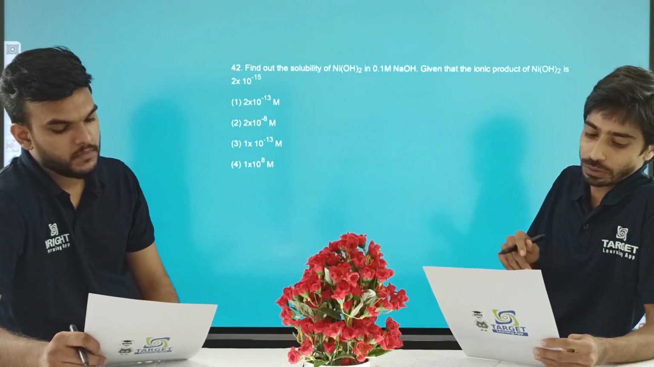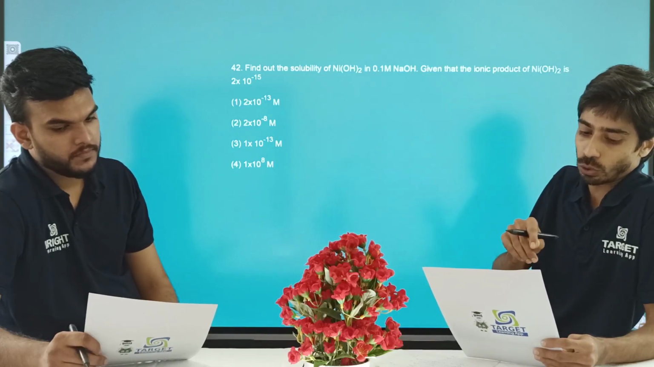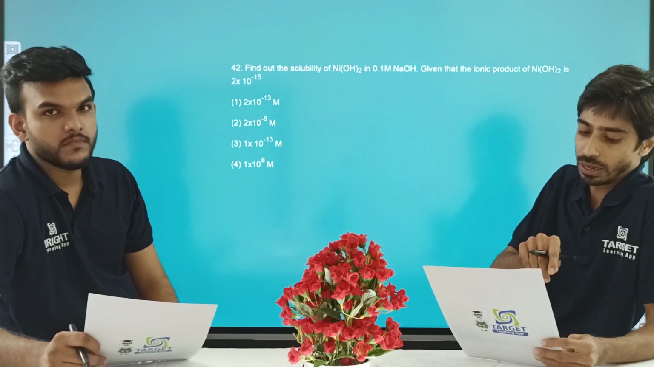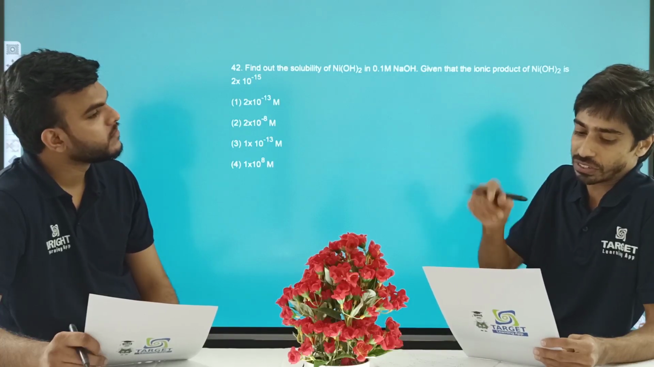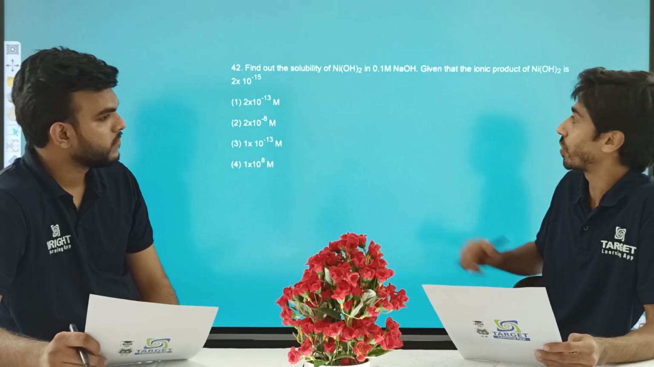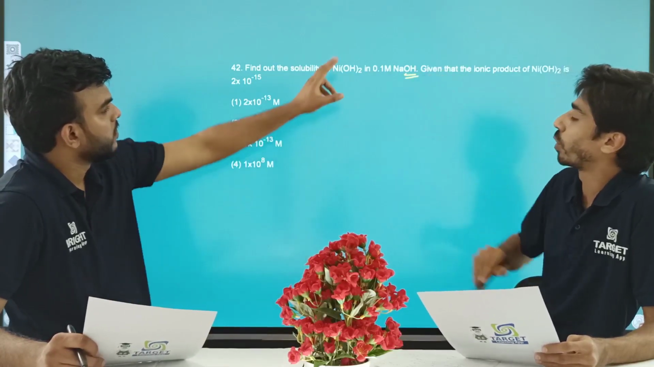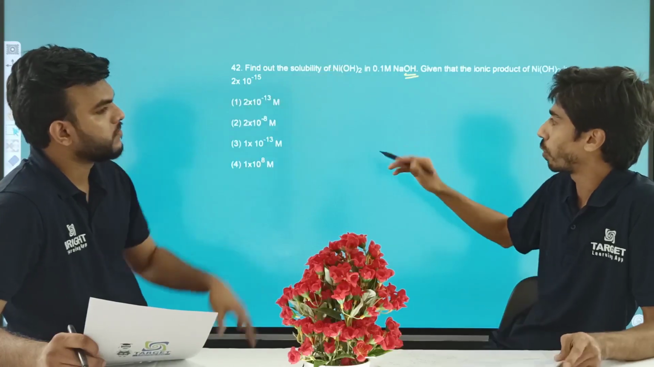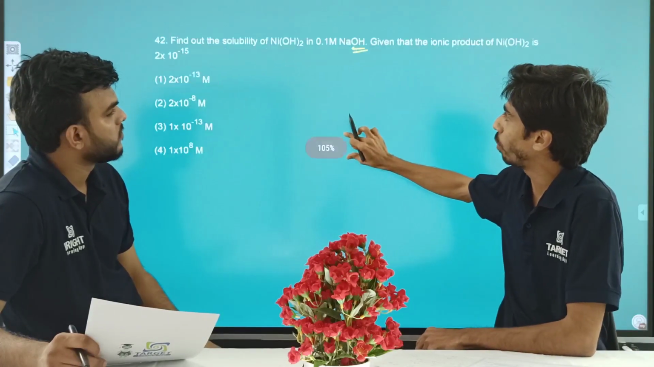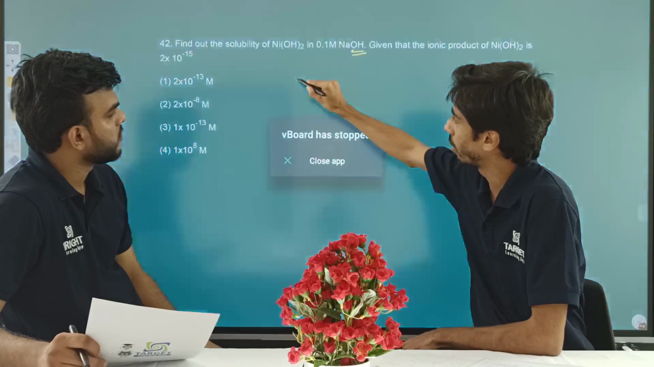But the thing is that even though they are asking to calculate the solubility of nickel hydroxide, that substance is present in 0.1 molar sodium hydroxide. So we need to consider the OH- part from 0.1 molar sodium hydroxide, and also there is an OH- part here. So we'll go for the reaction. Ni(OH)2 can be written as like.